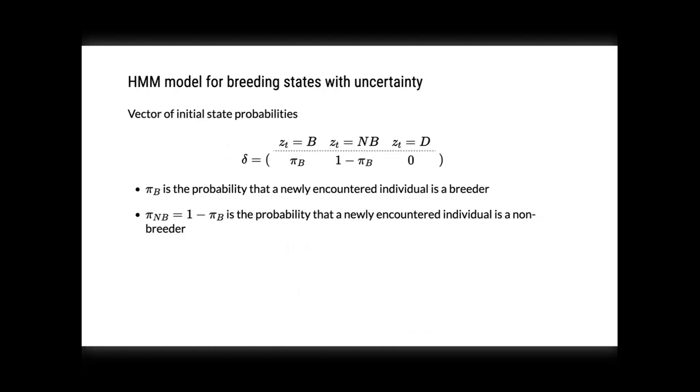Okay, now let's specify the model. We start as usual with the vector of initial state probabilities. And there is a big difference with the multi-state models: we need the initial state probabilities because we cannot assign states to individuals with certainty. So we're going to define pi b, the probability that a newly encountered individual is a breeding individual. And then 1 minus pi b for the probability that you are initially encountered as a non-breeding individual. And at first encounter, you cannot be dead, so with probability zero.